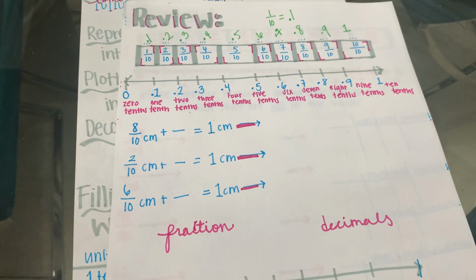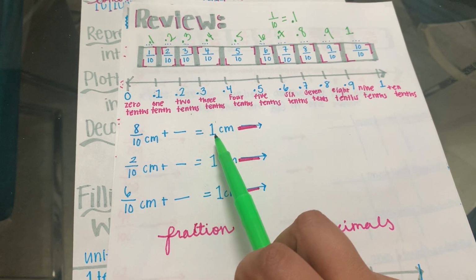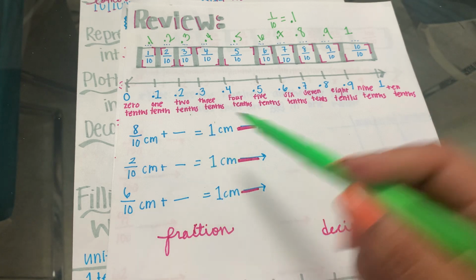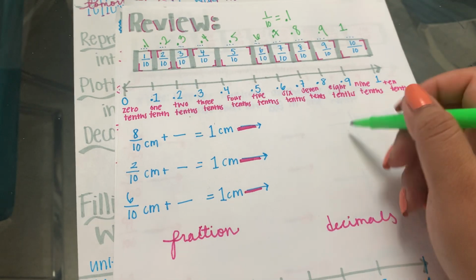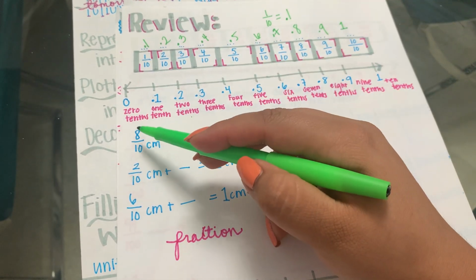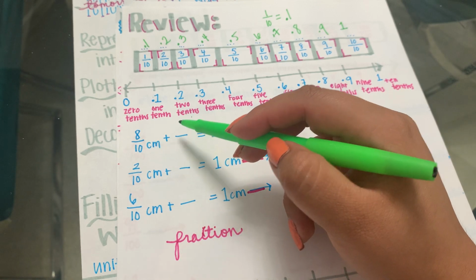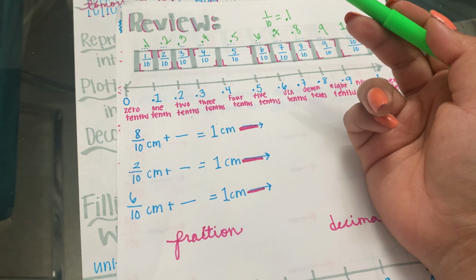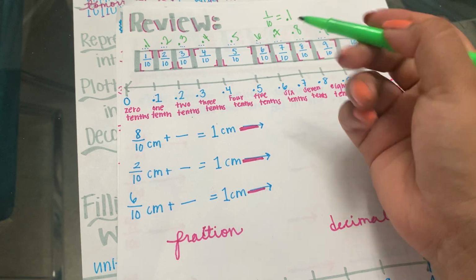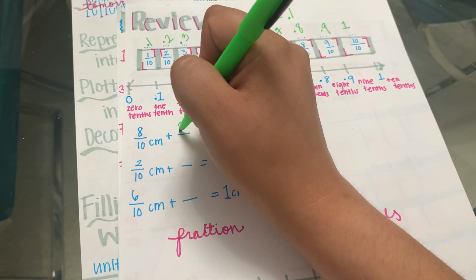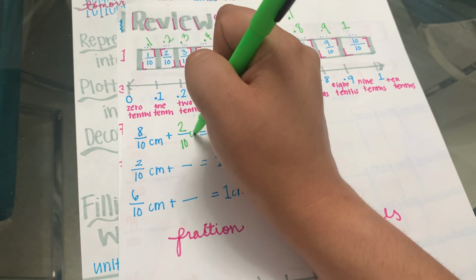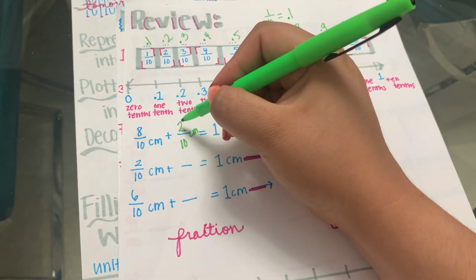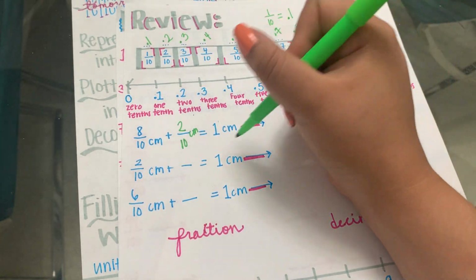Now, knowing what we know and knowing that in order to make 1 whole, you need to have 10 tenths, let's fill these out together. So you know that 8 tenths plus something is going to equal 1 centimeter. So think about what that is. Give you a couple seconds. Your answer should have been 2 tenths centimeter, because 8 plus 2 is 10, and 10 over 10 is 1 whole.